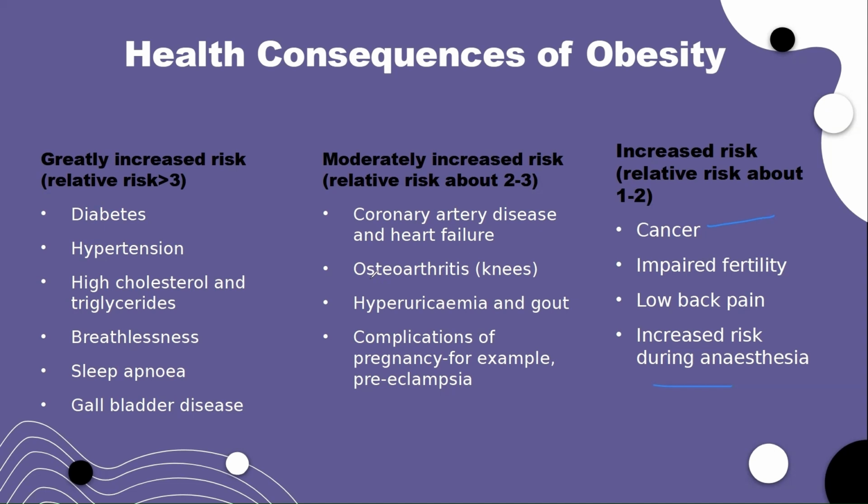Also, we can talk in terms of the high uric acid concentration, and that is associated with gout and the accumulation of uric acid crystals in the joints. And we see a lot of that in the feet and toes of people who are obese, because that is where your uric acid accumulates. And then, of course, there are also the associated complications with pregnancy. And in terms of the greatly increased risk, you have diabetes, hypertension, elevated levels of cholesterol and triglycerides, breathlessness, sleep apnea, and also gallbladder disease.